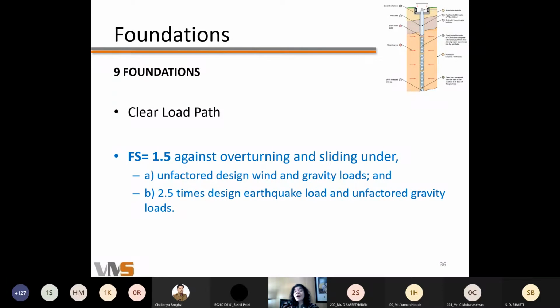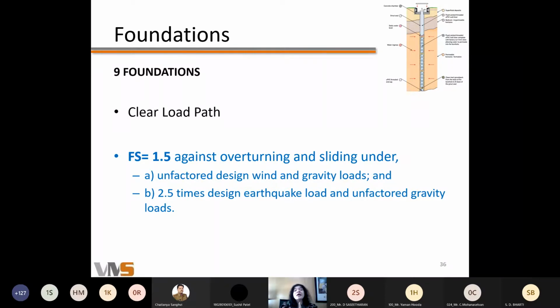Foundations, again, you want to have a very clear load path. And the factor of safety against overturning and sliding will be 1.5 for unfactored design wind and gravity loads, and 2.5 times the design earthquake load and unfactored gravity loads. I think, again, that's a very important thing to understand. Why have we said that?